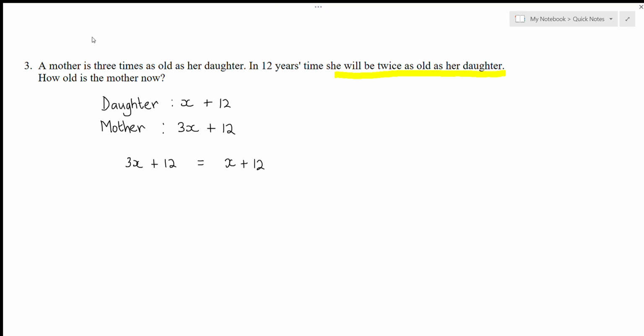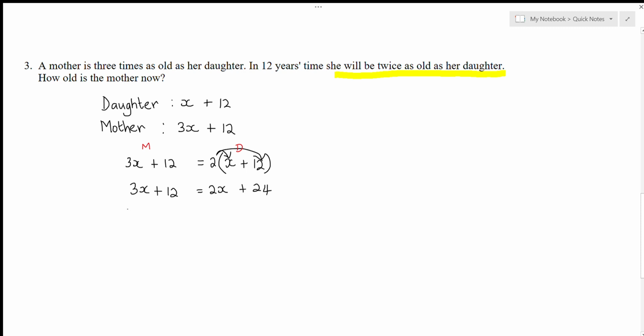So we need to fill that part in. The mother would be twice as old as the daughter. On the left-hand side, this is the mother here, and this is the daughter here. And the mother is twice the daughter's age. So let's work that out. We're going to have 3x plus 12 equal to 2 times x plus 12, so that would give me 2x plus 24.